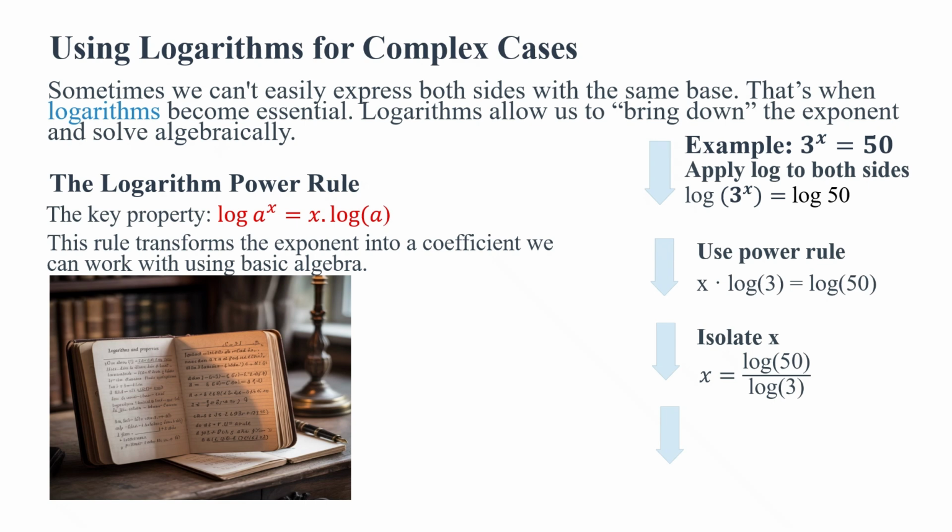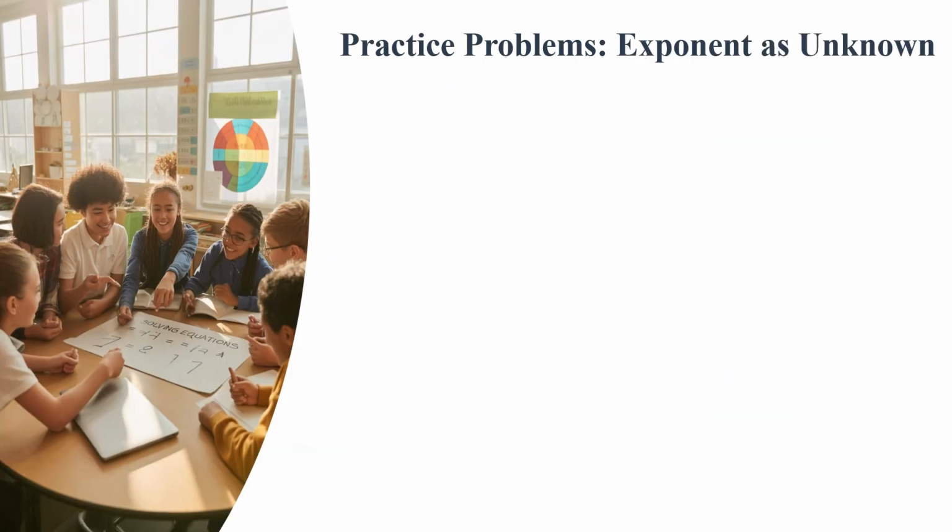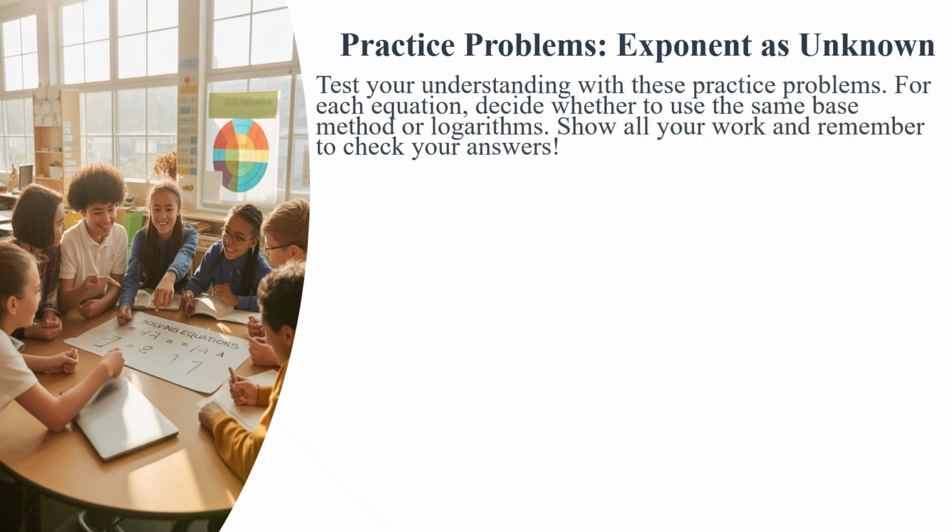If we compute that, we get approximately 3.56, so even when the same base method doesn't work, logarithms let us solve the equation smoothly and accurately. Now it's your turn to practice. Let's see how well you can apply the methods we've learned. Here are 4 problems where the exponent is the unknown. For each one, decide whether you should use the same base method or logarithms.